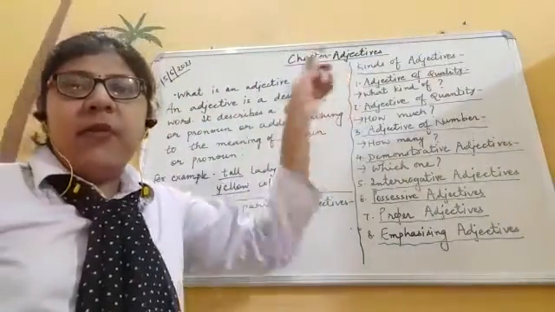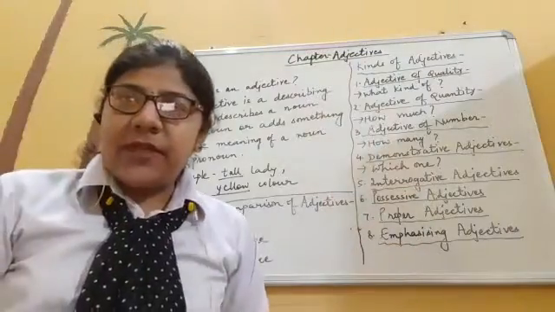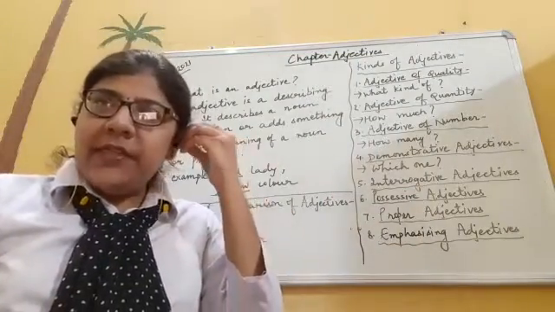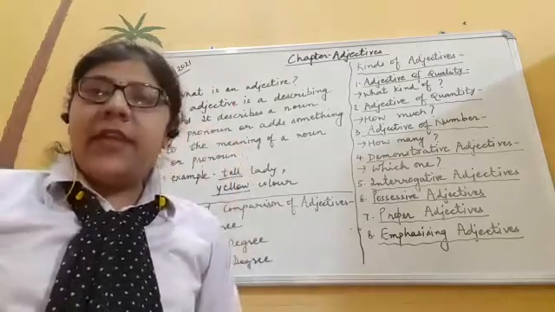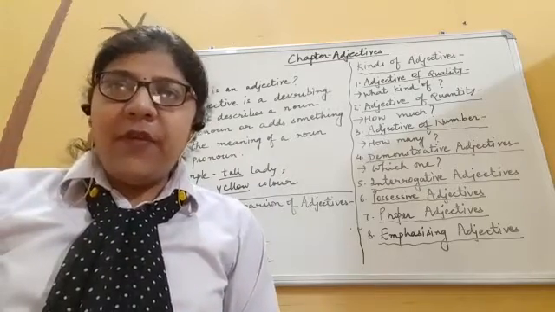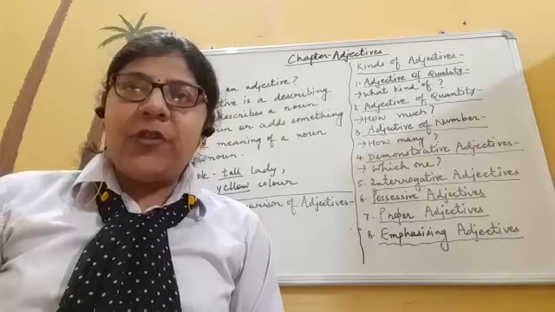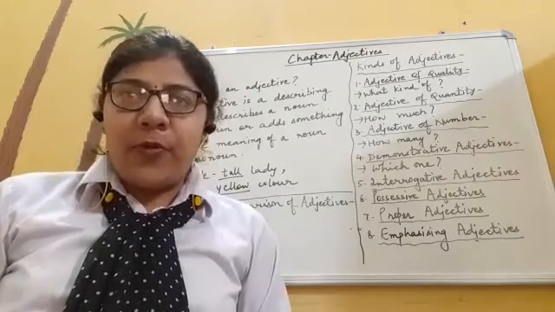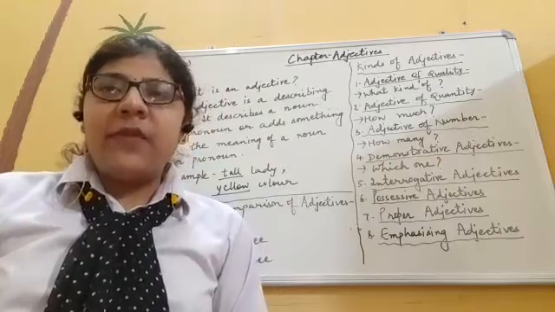Now let's discuss the kinds of adjectives. There are so many kinds of adjectives. Let's deal with the various kinds one by one. Let's deal with the first kind, that is adjective of quality. Now, what is an adjective of quality? Those adjectives which tell us about the quality of a noun or pronoun are given the name adjectives of quality.